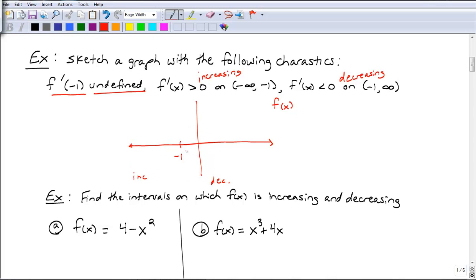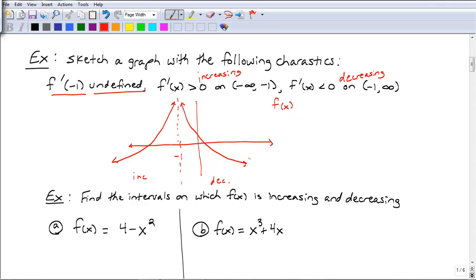The trick is, at negative 1, I need the derivative to be undefined. Well, there's lots of ways to do it. The easiest way is a vertical asymptote. If there's a vertical asymptote in the original function, then the derivative will be undefined there too. It'll have a vertical asymptote as well. Like 1 over x, the derivative is negative 1 over x squared. You'll notice that graphs keep vertical asymptotes. So I need this to be increasing over here on the right, so I just draw it getting bigger. And I need it to be decreasing on the left, so I draw it getting smaller.